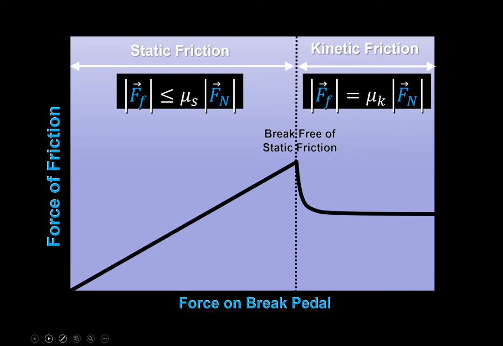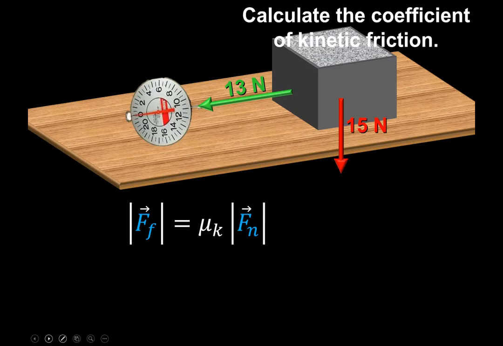Let's focus. So again, your static friction will always be greater than your kinetic friction. You have to overcome that, and it drops back down. So again, like I said, your coefficient of friction will either be given to you or something you have to solve for. In this case, that's what we're calculating. So it's being pulled at 13 newtons.